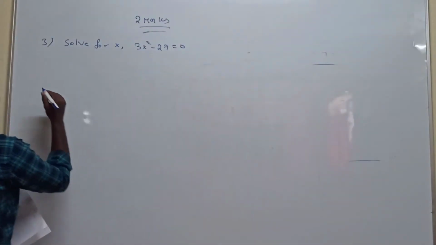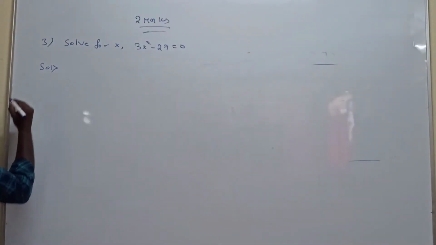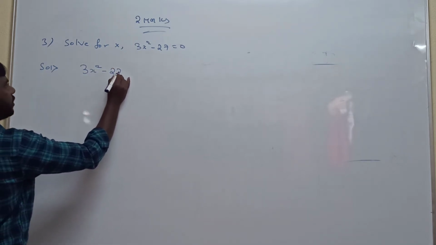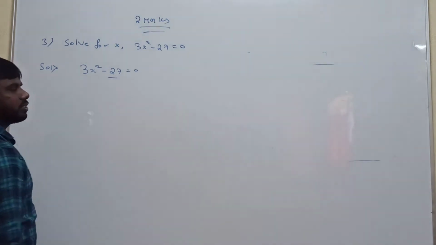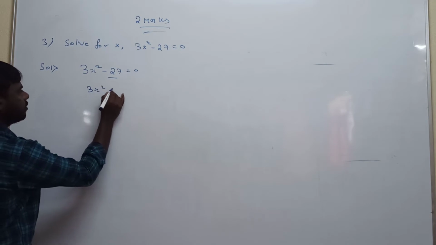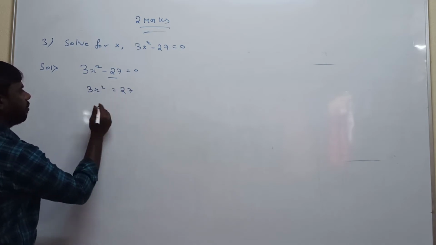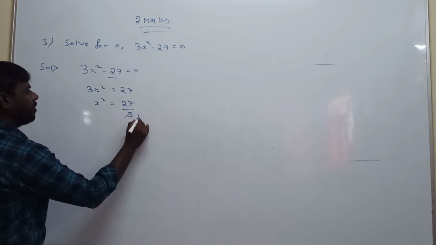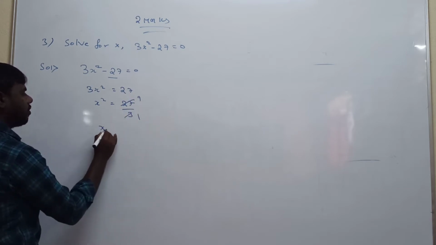Solve for x. 3x square minus 27 is equal to 0. Here also, to find the value of x. So what is the given equation? As it is, you should write 3x square minus 27 is equal to 0. 27 is a constant value, take to the right hand side, minus 27 taken to the right hand side, plus 27 you get. Next, 3 goes to the denominator, x square is equal to 27 by 3. 3 ones are 3, 3 nines are 27. The x square is equal to 9.